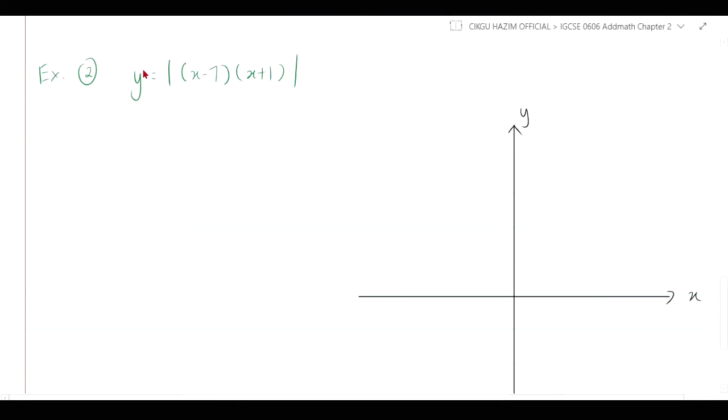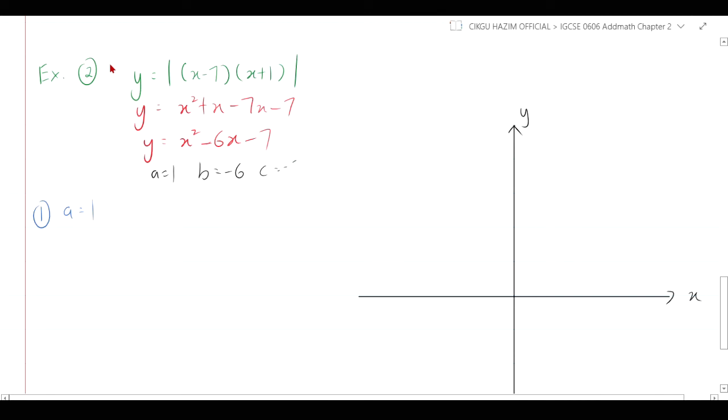I tried my best to draw as big as I can so that you are clear. So first of all, expand this first and just ignore the modulus for now. So y equals x multiplied by x is x squared, x multiplied by 1 is positive x, negative 7 multiplied by x is negative 7x, and here it becomes minus 7. Simplify: x squared, 1 minus 7 is minus 6x, and minus 7. From here you do the 4 components. a equal to 1, b equal to negative 6, and c equal to negative 7.